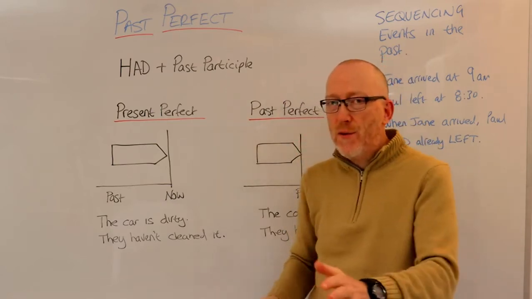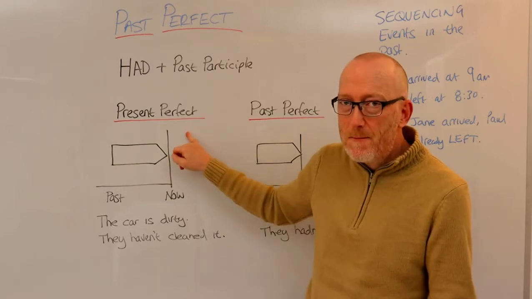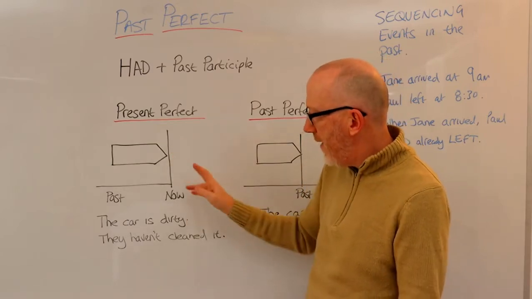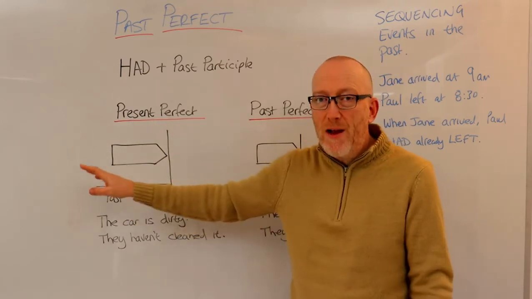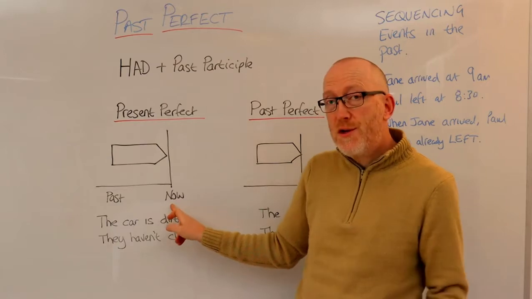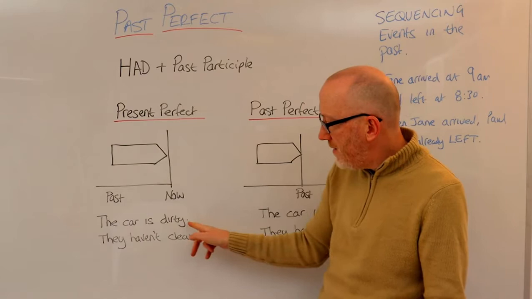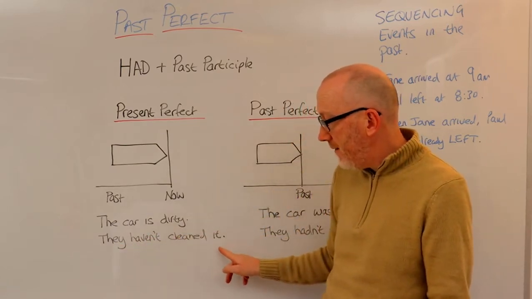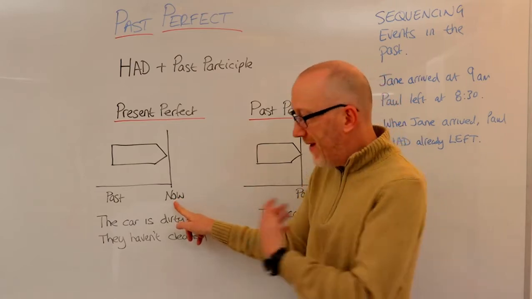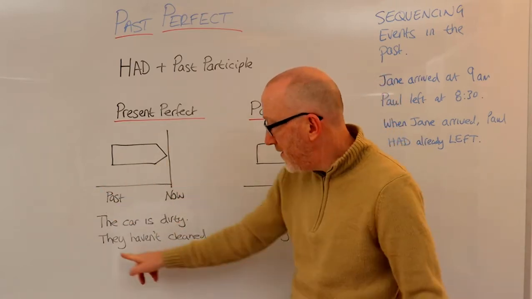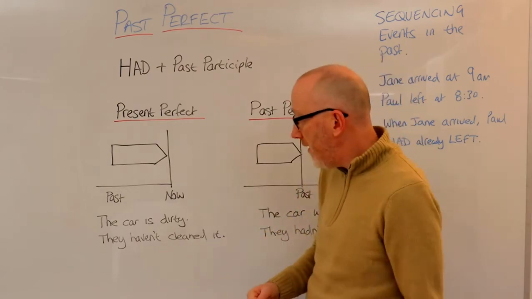So let's first of all take a look at and refresh ourselves about why we use present perfect. Yeah? So we use the present perfect to talk about a past action which has a relevance to now, to the present conversation or the present time. So, for example, the car is dirty, they haven't cleaned it. Yeah? So right now, the car is dirty because they haven't cleaned it. So obviously this is a negative, have not, present perfect sentence.